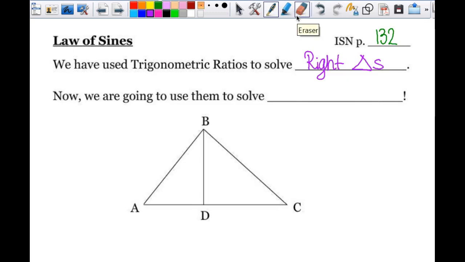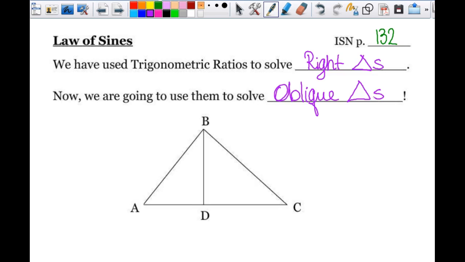So it says now we're going to use them to solve oblique triangles. Now, we had oblique pyramids and prisms too. Remember what oblique means? Where are your oblique muscles? They're the muscles that allow you to lean. So if you're not a right triangle, you're an oblique triangle. That's basically what's happening. Just leaning a little bit.